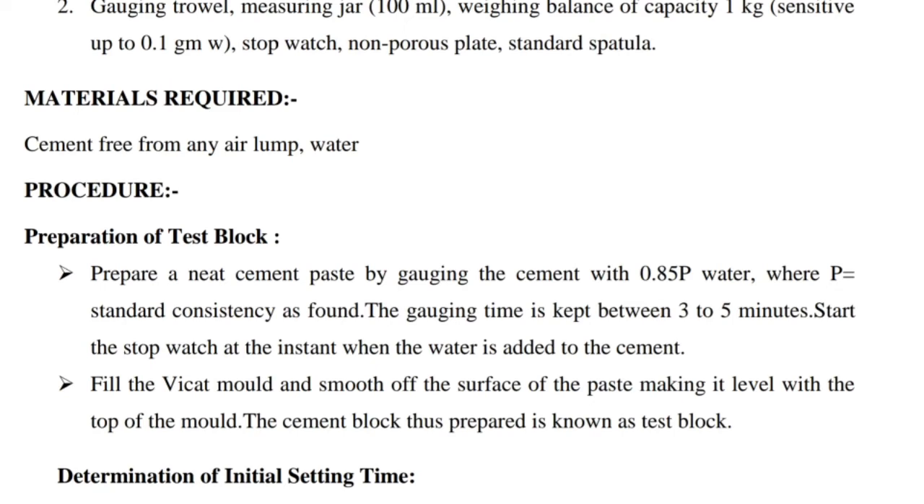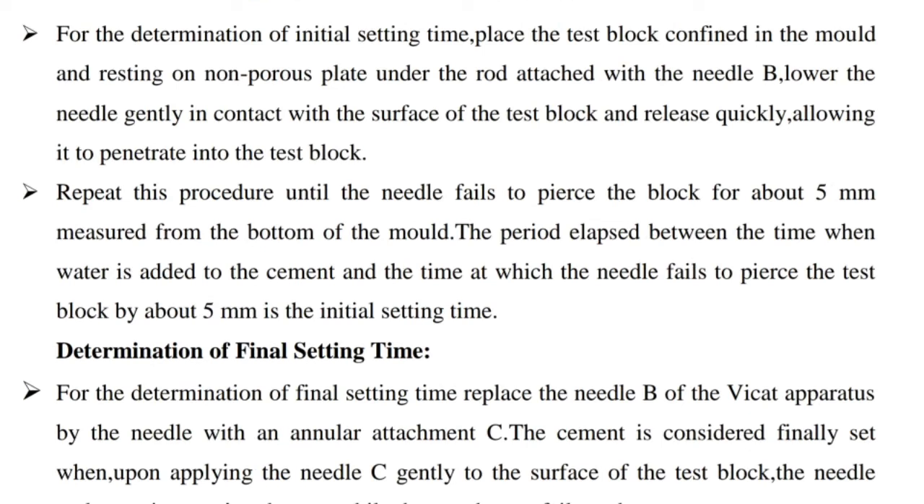Determination of initial setting time. For the determination of initial setting time, place the test block confined in the mold and resting on non-porous plate under the rod attached with the needle. Lower the needle gently in contact with the surface of the test block and release quickly, allowing it to penetrate into the test block. Next, repeat this procedure until the needle fails to pierce the block beyond about 5 mm measured from the bottom of the mold.